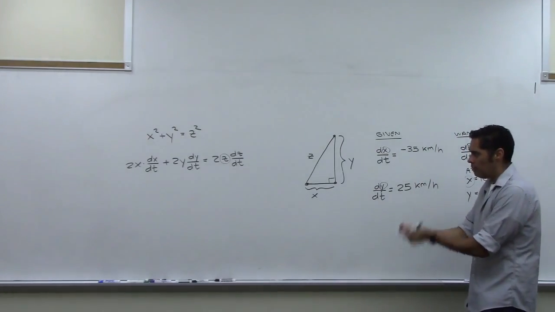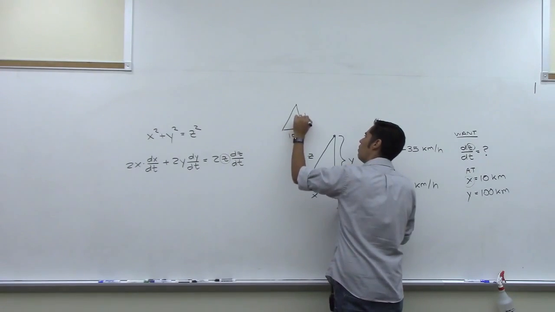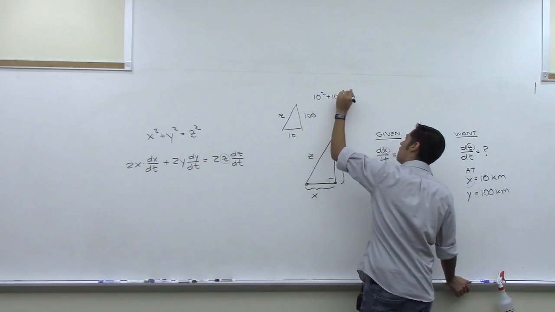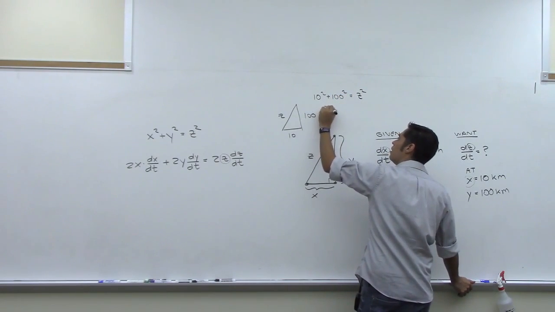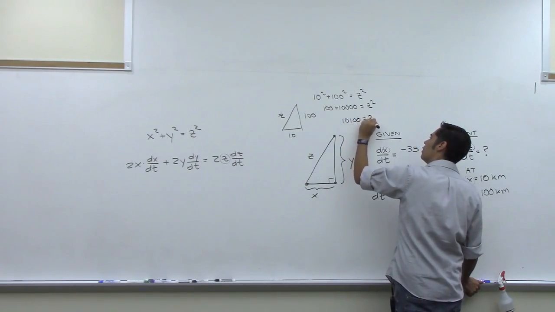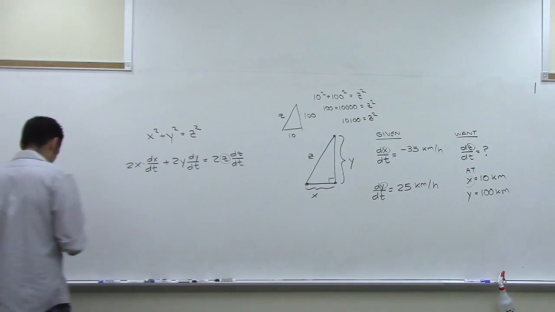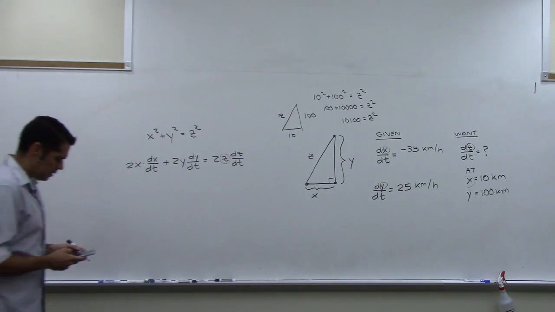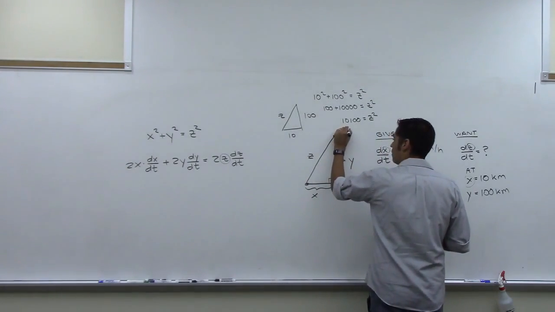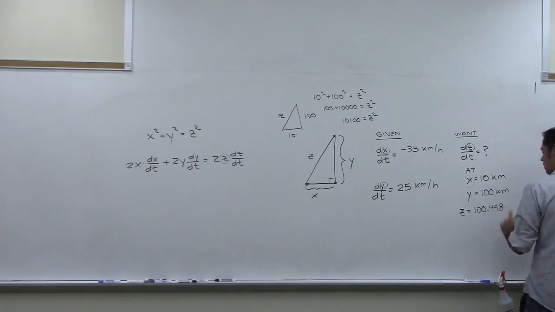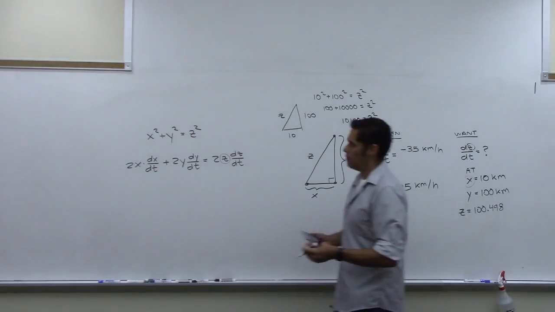Do I know what it is? Well, I can fix the moment in time right now. If I fix the moment in time, my triangle looks like this, 10, 100, and so this side I can get z, right? Because I can just use Pythagorean. So I know 10 squared plus 100 squared must equal z squared. So 100 plus 10,000 equals z squared. So 10,100 equals z squared. And I'll take the square root on my phone. The square root of 10,100. So z is equal to 100.498. Really close to 100.